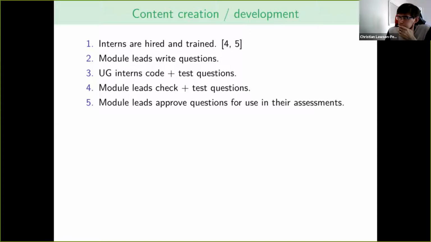Now, typically interns will code questions and test questions too, and generally each question will be tested by several interns. Once this process is complete, module leads will then test the questions, and if edits are required, they'll be sent back to the interns to be edited and retested until the module lead is happy. Once the module leads are happy with the questions, they approve them for use, and the responsibility now lies with the module lead.